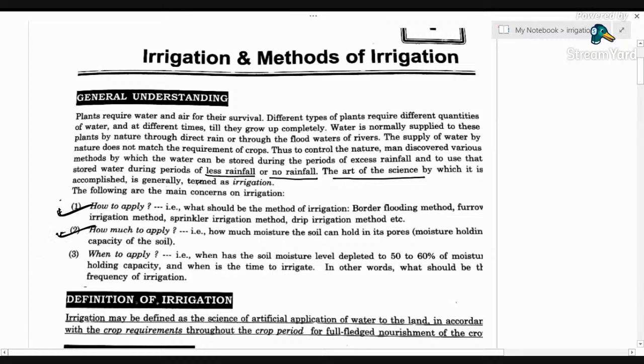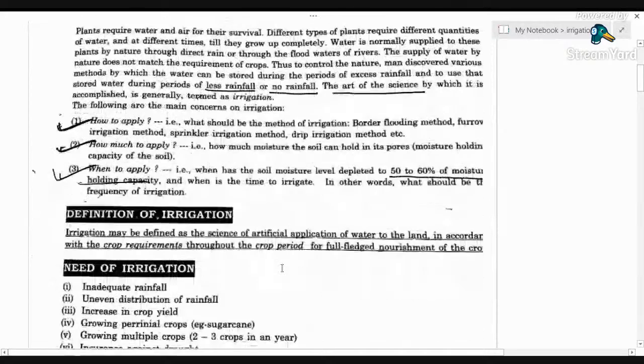The third question is when to apply. When to apply means when the soil moisture level falls to the optimal moisture content, that means 50 to 60% of the moisture holding capacity of the soil, then we can go for the irrigation. So that is basically when to apply it. What is the frequency of irrigation? At what particular period should we go for irrigation? So that is the basic behind this irrigation.